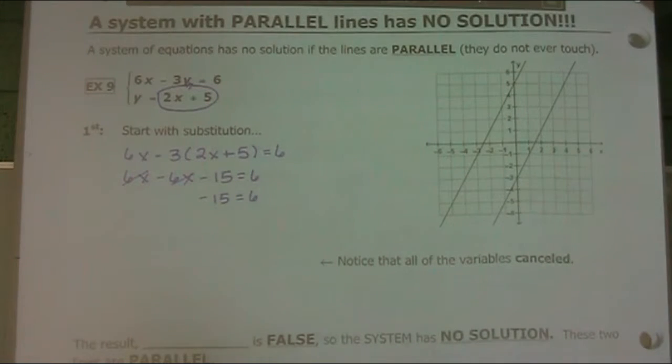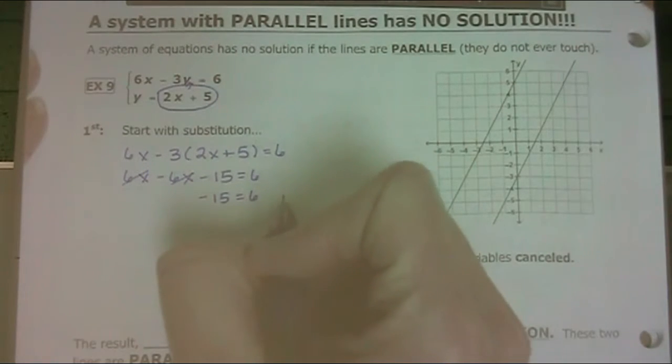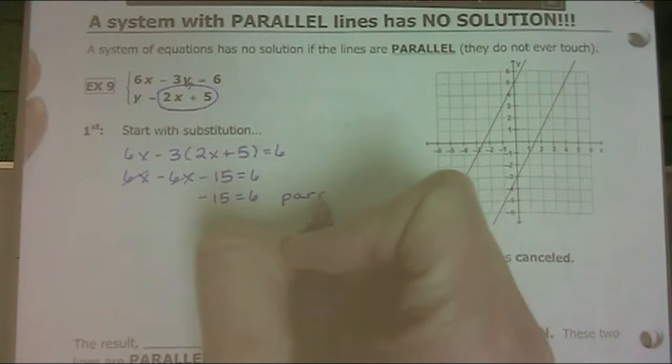That's a false statement. Now, the fact that all of my variables canceled out alerts me to the fact that one of two things is true. Either this has no solution because it's parallel lines, or it's actually the same line. Since the two numbers I'm left with are different, this is two parallel lines. So this is parallel lines, and there is no solution.